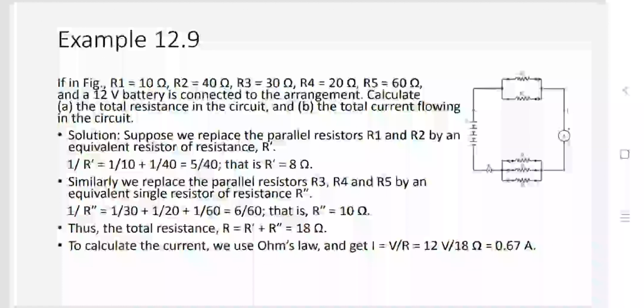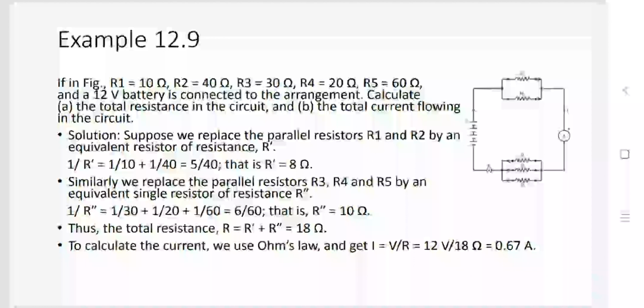Now replace R dash instead of R1 and R2 parallel, and replace R double dash instead of R3, R4 and R5. So now we can redraw this diagram. So we have the equivalent circuit: battery, R dash, R double dash. By observing this circuit, we can say that now R dash and R double dash are in series. So total resistance for the series is simply the sum of two resistors.